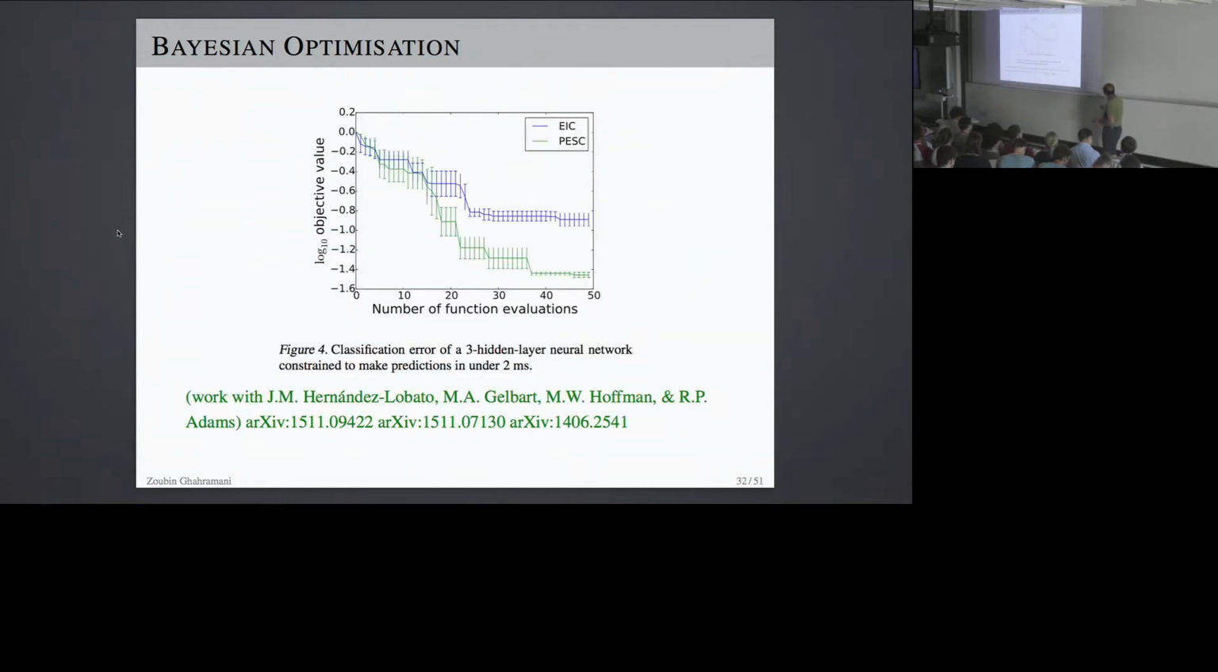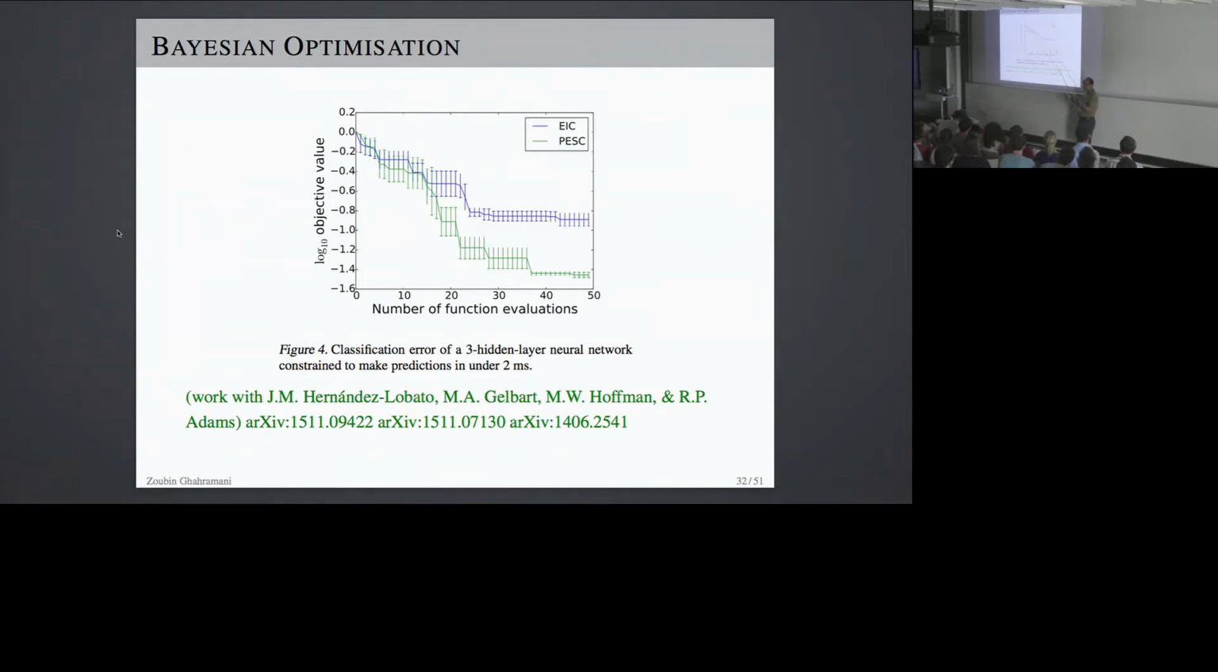All right, so that's why it's important. And the sort of results that you get are, for example, for different acquisition functions. This was kind of your question earlier on. There are many different acquisition functions. People develop new acquisition functions. So, for example, this is Bayesian optimization under constraints. And here, the actual thing that we're trying to optimize is classification. We're trying to minimize classification error of a 3-layer neural network constrained to make predictions in under 2 milliseconds.